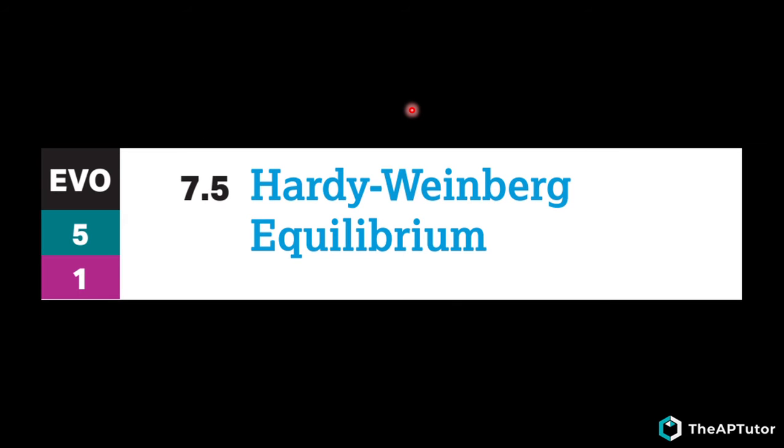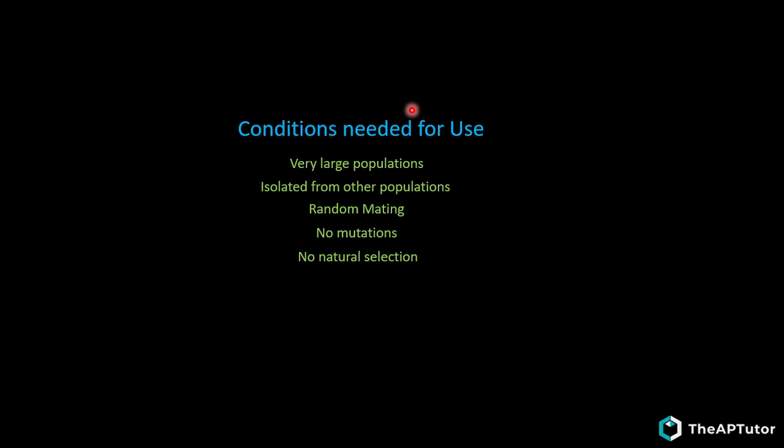Okay, so Hardy-Weinberg equilibrium. A lot of people have confusion on this, so I'll take my time. We'll go over an example, and hopefully it helps out. Okay, so the conditions you need to use for the Hardy-Weinberg equilibrium. You need to have a very large population, so it can't be just a couple hundred organisms, it has to be a couple thousand. They also have to be isolated from other populations, so that you can't have any migration or immigration. Also, there must be completely random mating, so a male and a female cannot choose each other due to a specific trait. It must be completely random. There should be no mutations in the population and no natural selection occurring.